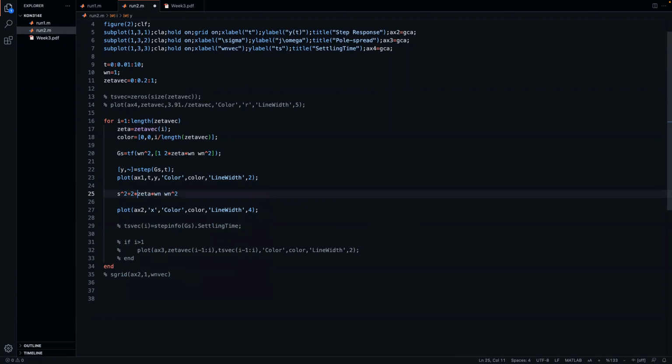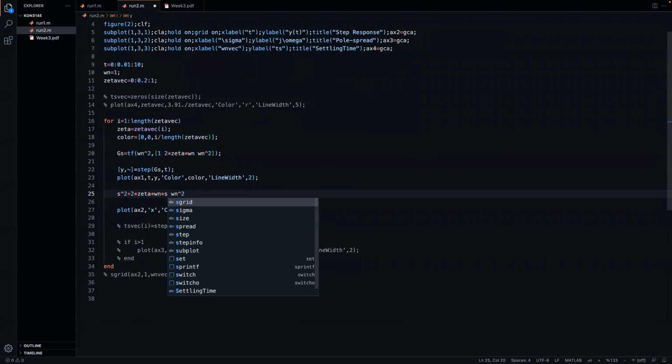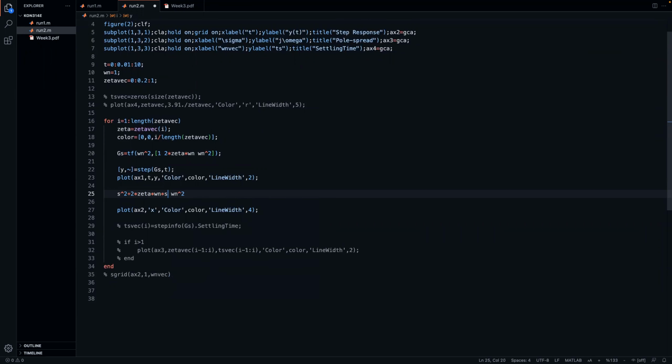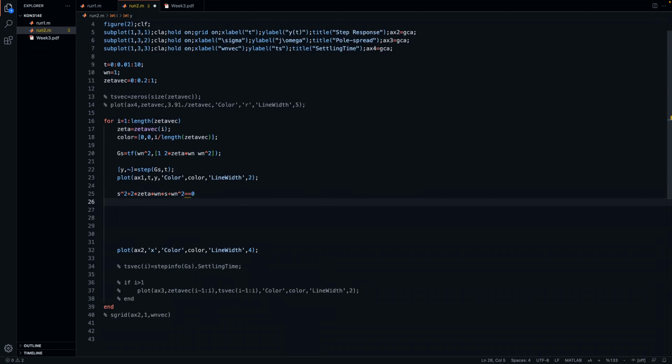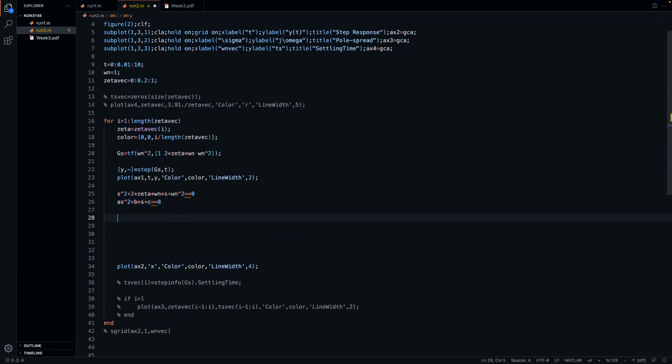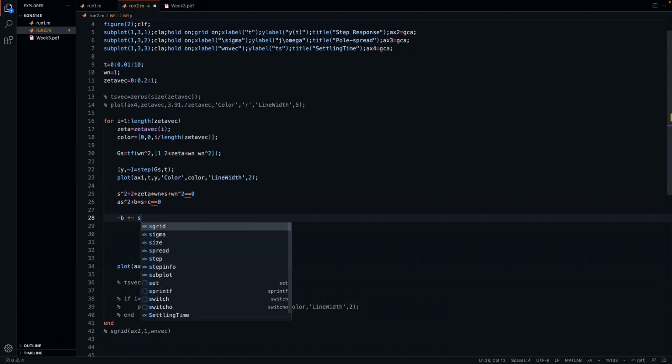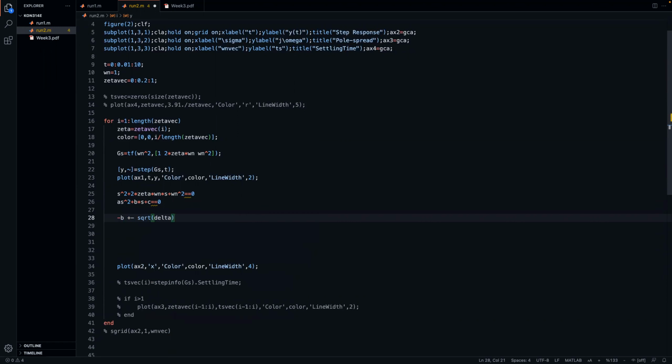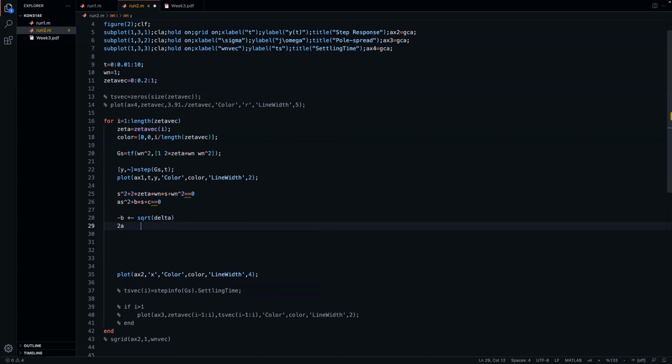So let's write down the actual polynomial: s squared plus 2 zeta omega n s plus omega n squared equals 0. Now, what we can do is look at the solution of this second order polynomial, which is quite easy because we could use the formulas given for a generic second order polynomial. So we know that the solution is going to be minus b plus minus square root of delta divided by 2a, like this. So what is b?